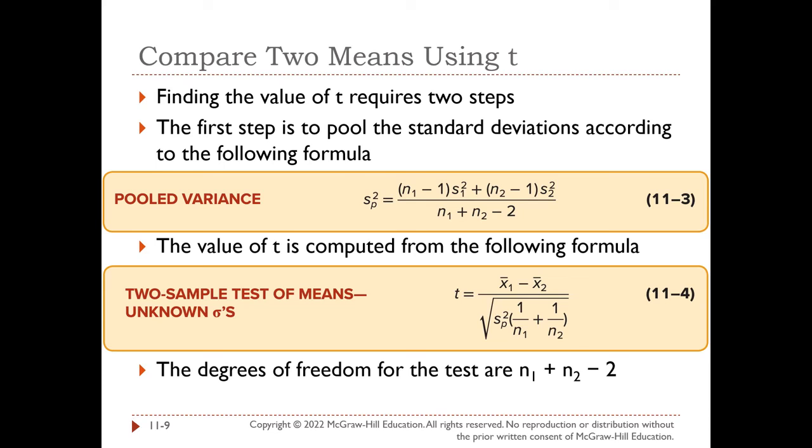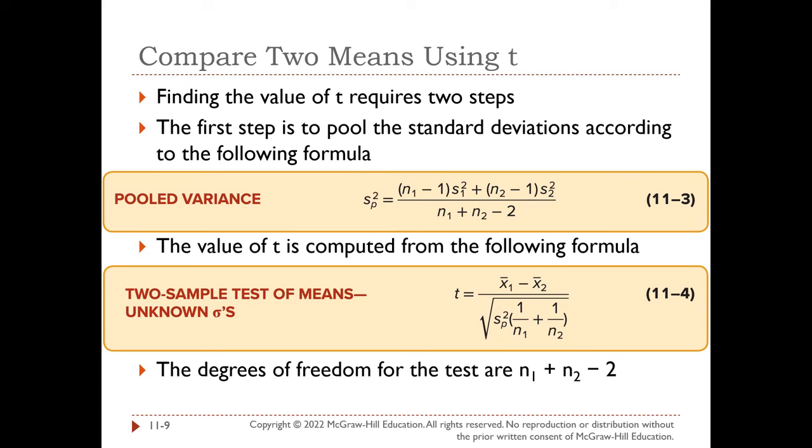So the value of t is computed using the following formula. We're going to take our means, so the mean from our first sample minus the mean from the second sample, divided by the square root of the pooled variance times the fractions of 1 divided by our sample size for 1, plus 1 divided by our sample size from 2.